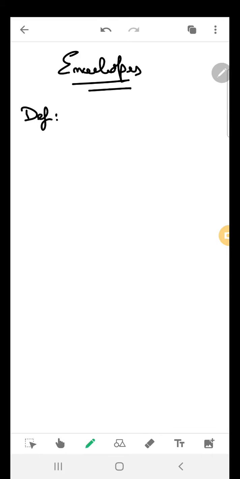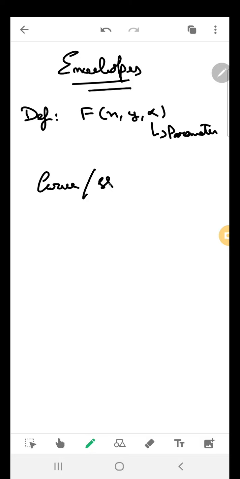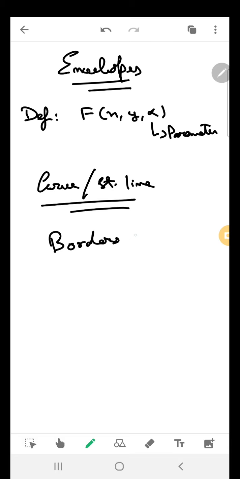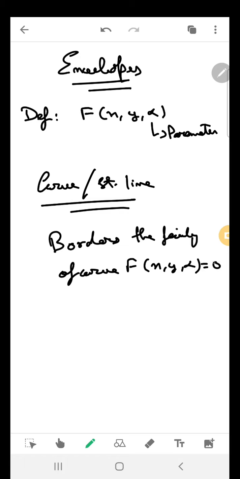So, basically, what happens is that suppose you have a particular curve given with the function f(x, y, alpha), where alpha is your parameter. Alpha is your parameter. What happens is that you can draw a particular curve or a straight line, maybe anything, which borders the family of curves f(x, y, alpha) equal to 0.